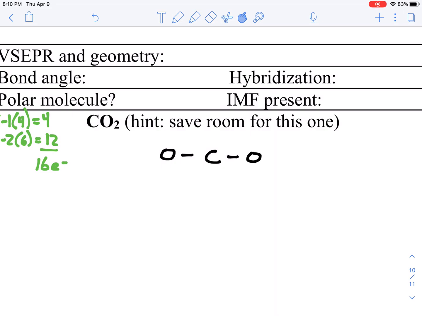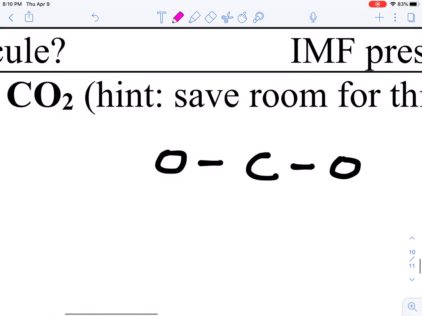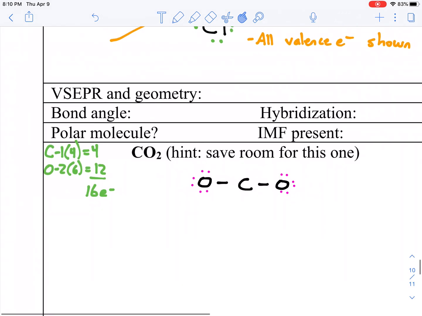Now our first rule is to add valence electrons to the outer atoms until they have a full octet. So this oxygen already has 2 electrons from that bond. Let's give it 6 more, 2, 4, 6 more, and gives it a total of 8. Same thing over here. We have 8 valence electrons represented. So let's take stock of where we are.